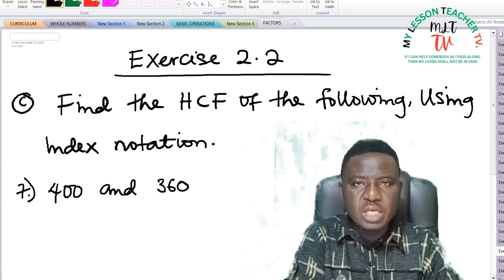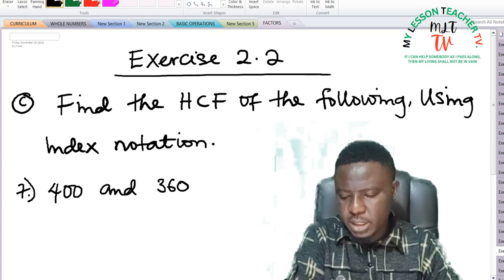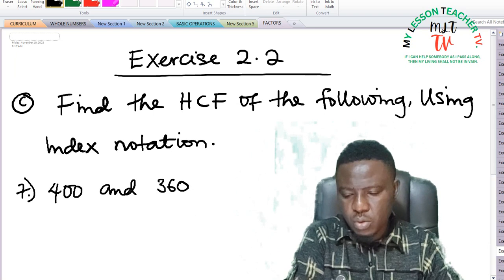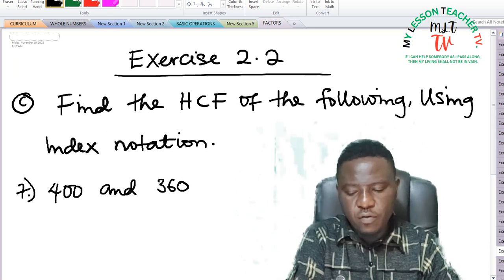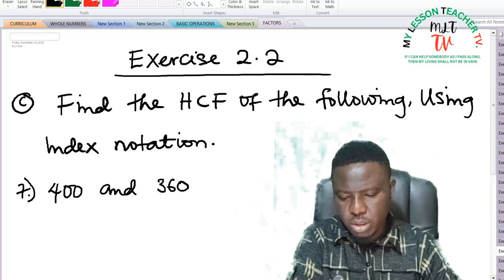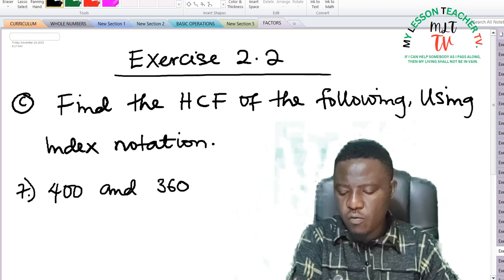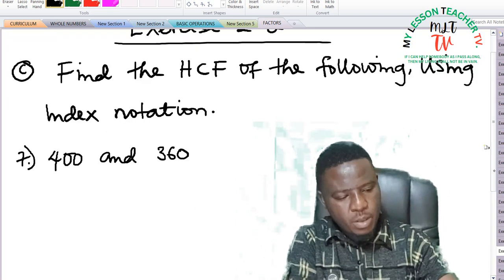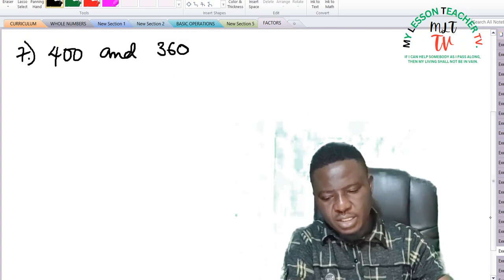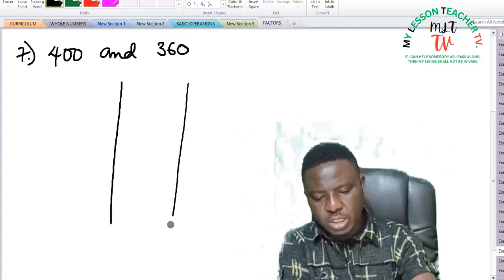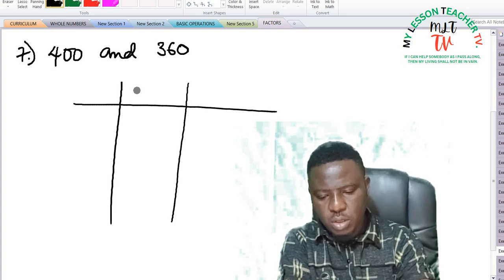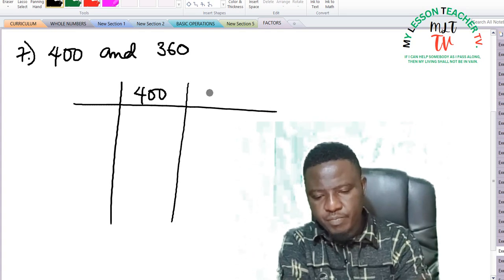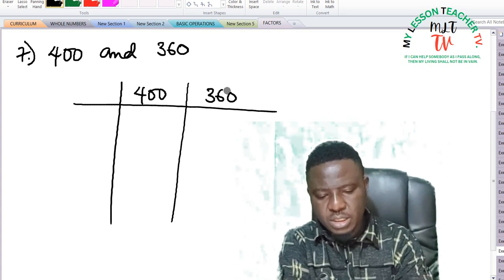Question 7 on exercise 2.2c says that we should find the HCF of the following using index notation, which is the highest common factor of 400 and 360. So we shall divide this repeatedly using their common factors. So we have 400 and 360.